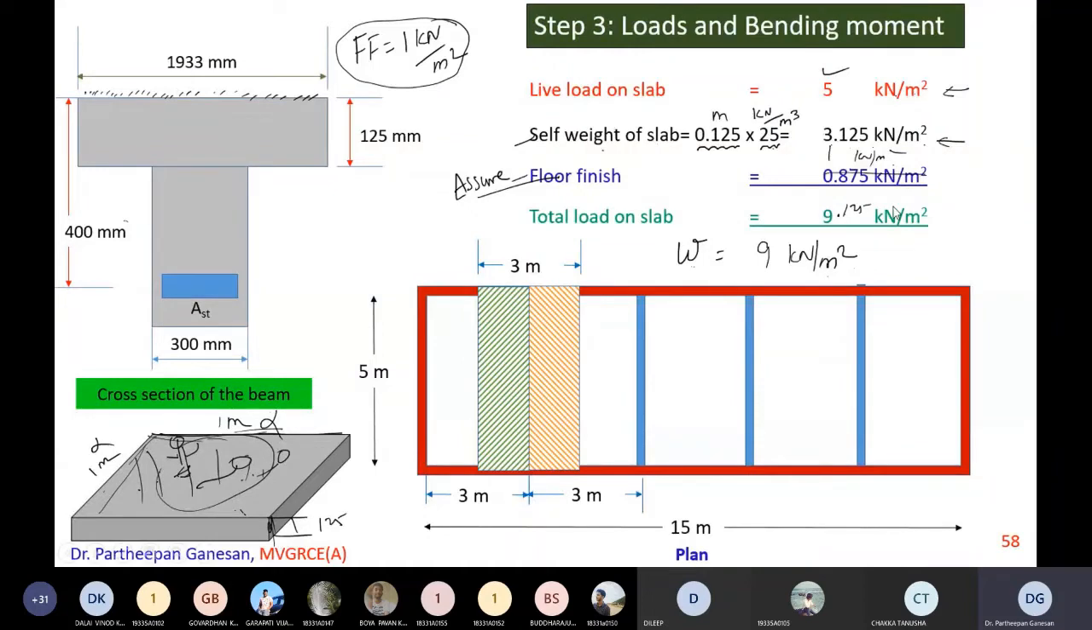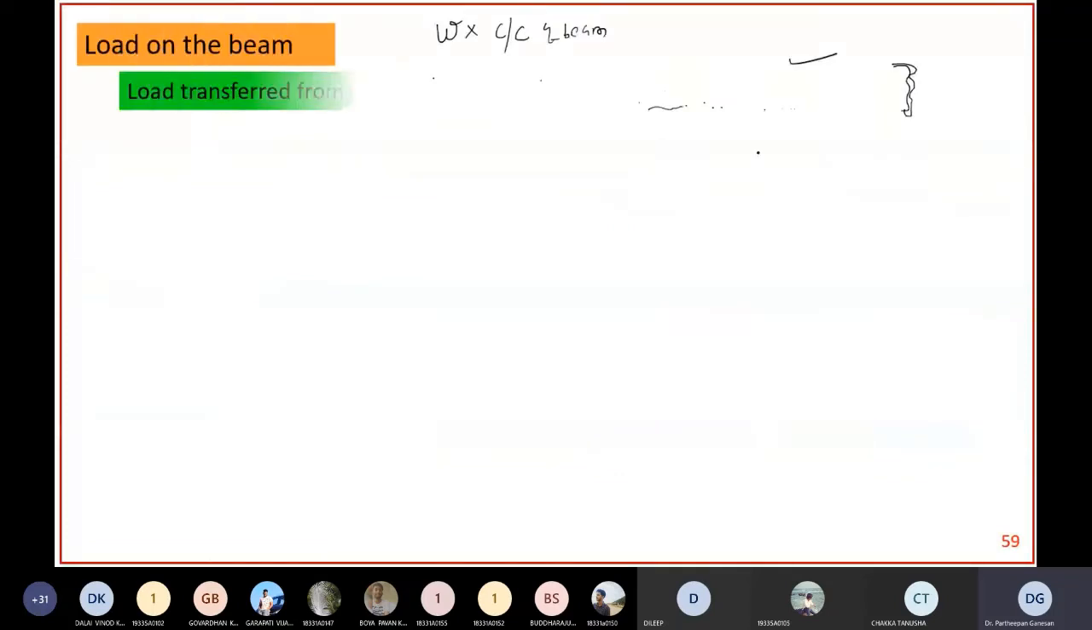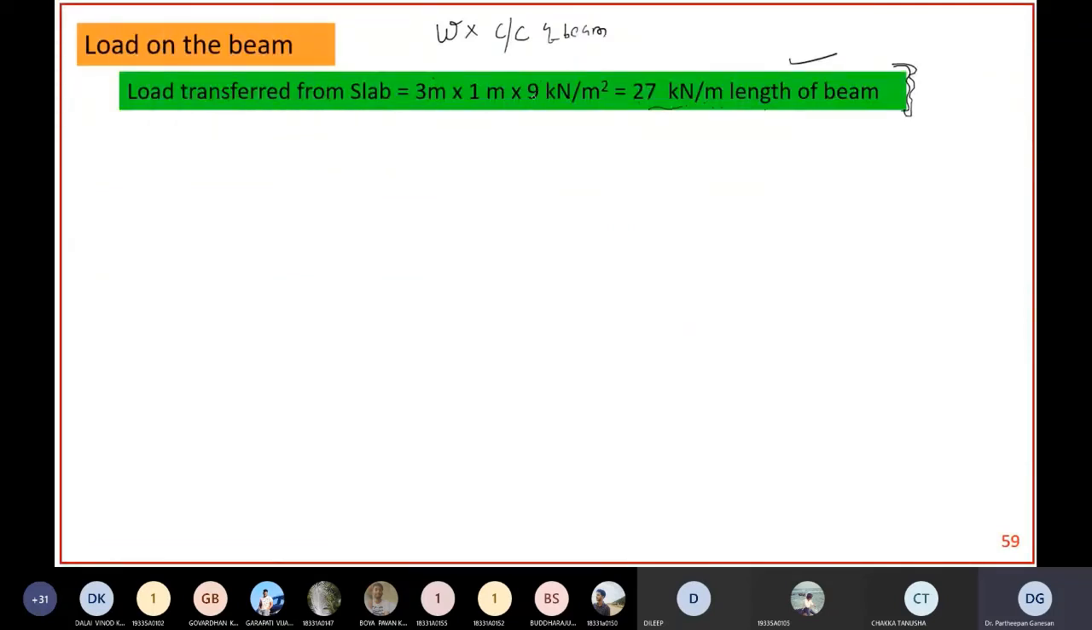9.125 kilonewton per meter square. I do not want this 0.125, that's why I have taken 0.87 to make it a 9, that's all. But if you want, you can take it as 1 kilonewton per meter square, and then add all this: 5 plus 3.125 plus 1 kilonewton per meter square. Together it is 9.125. So here also 3 into 9.125 will come. It will be 27.375. That's all.